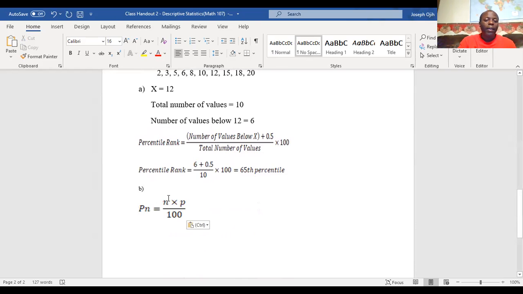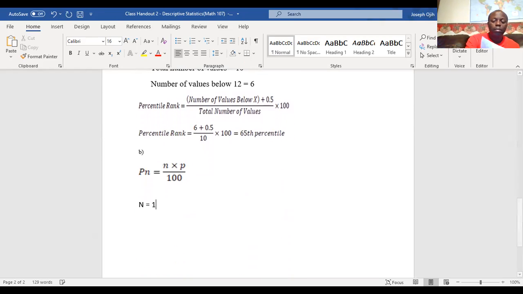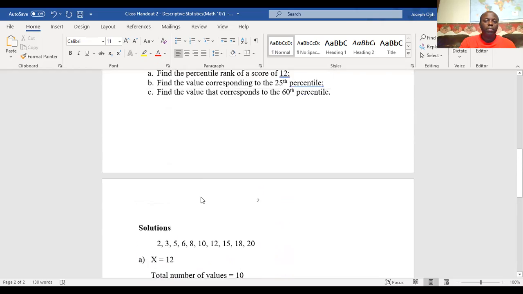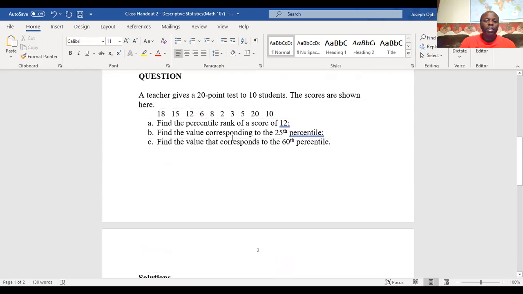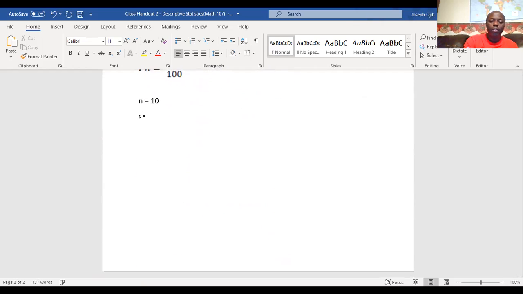Okay. Our n is, there are 10 students. 1, 2, 3, 4, 5, 6, 7, 8, 9, 10. So n is 10. Let me correct it. It's a small n, not capital N. Okay. And percentile, the question says, find the value corresponding to the 25th percentile. So our P is 25. P equals 25.